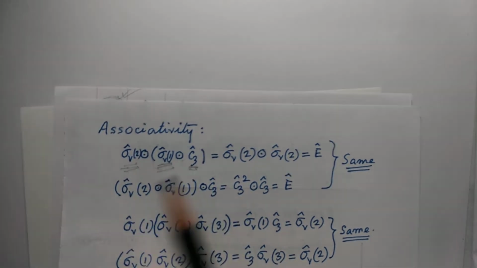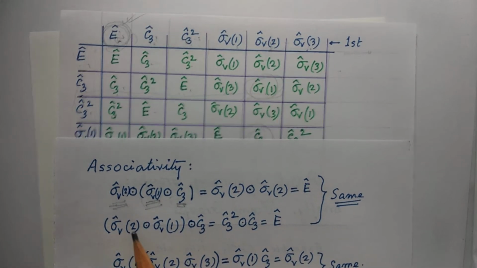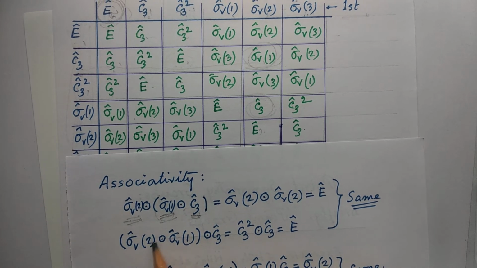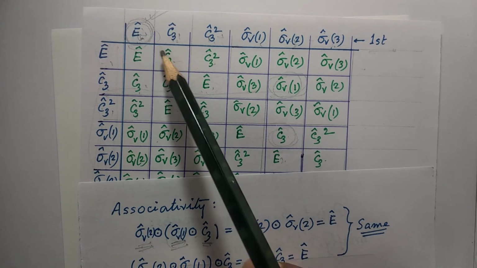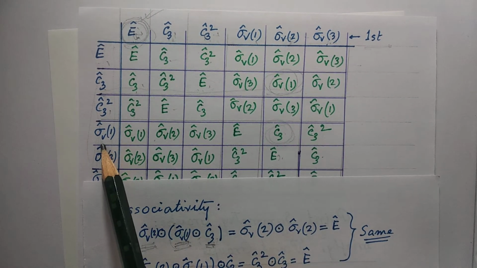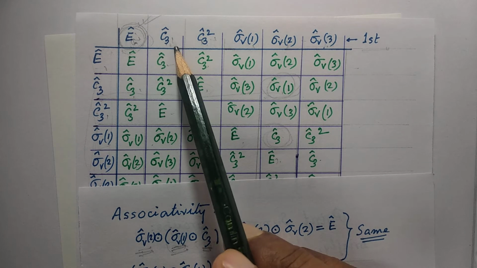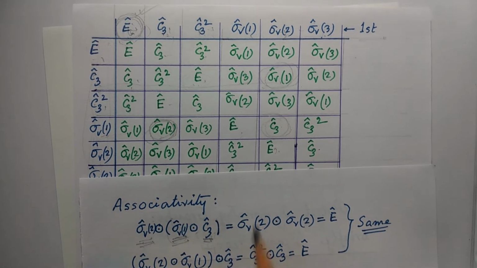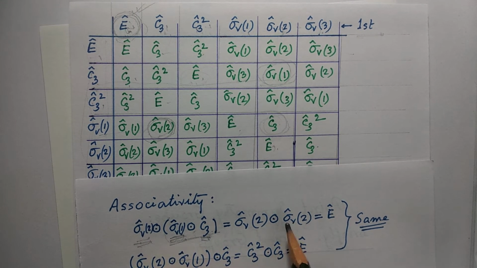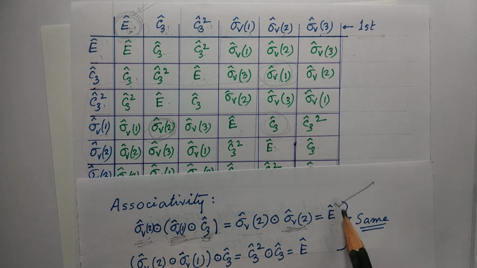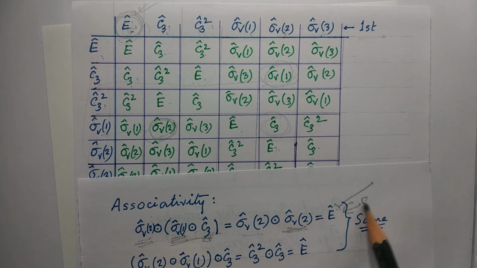What is the result of sigma v1 preceded by C3? C3 followed by sigma v1 will give you sigma v2. So this part is sigma v2, and therefore this whole part is sigma v2 combined with sigma v2, which is identity. And this belongs to S.